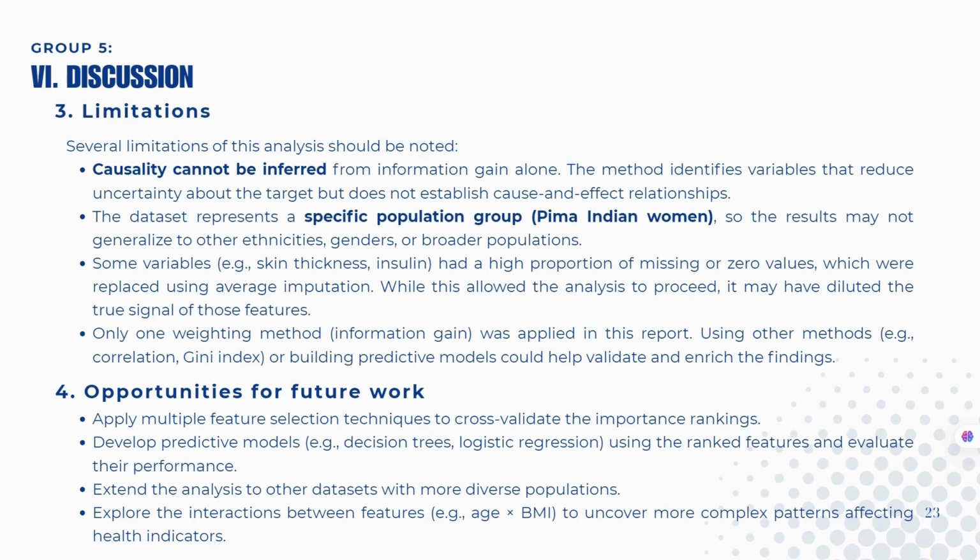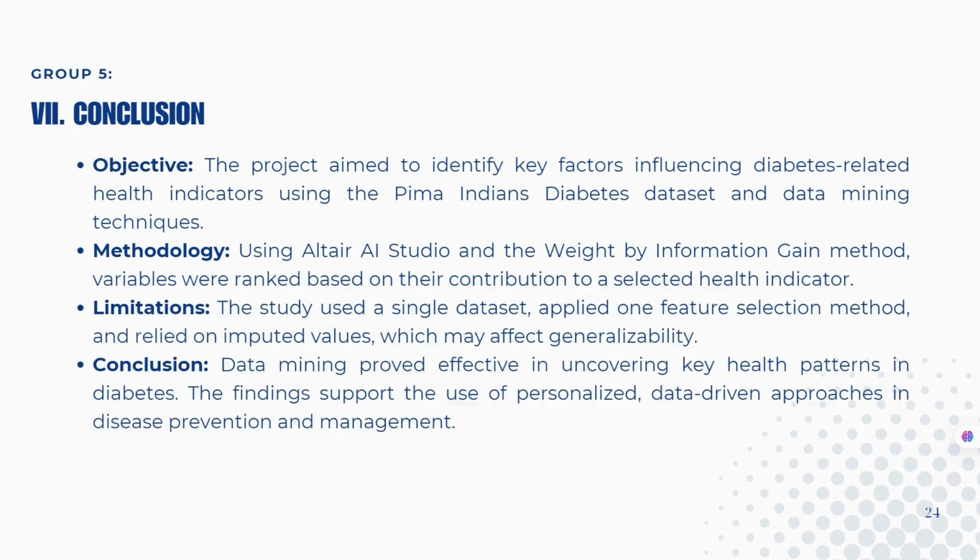This opens up room for opportunities in future work. We can apply multiple feature selection techniques to cross-validate the importance rankings. We can also develop predictive models using the ranked features and evaluate their importance. We can also extend the analysis to other datasets, so it shows a much clearer picture, and we can also explore the interaction between features like age and BMI to uncover even more complex patterns affecting health indicators.